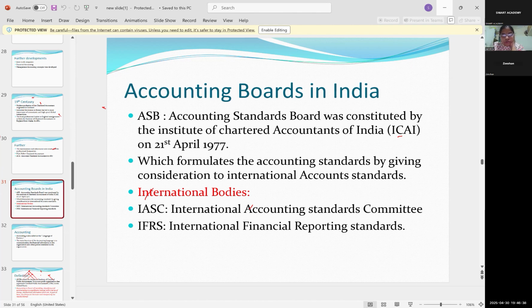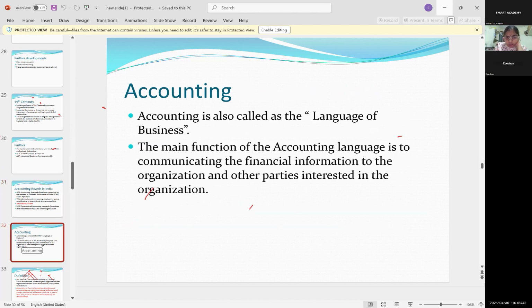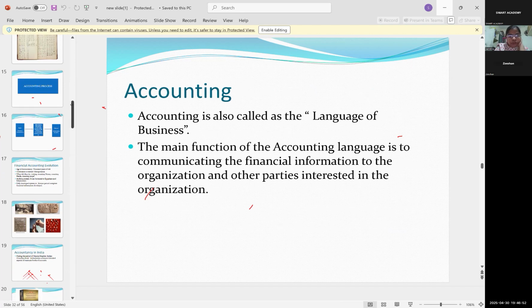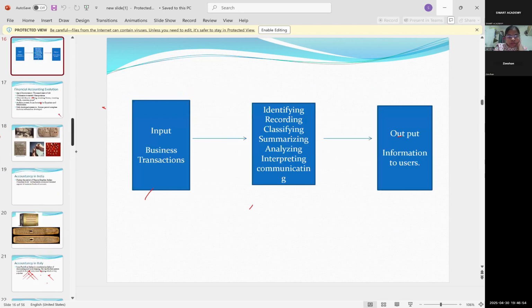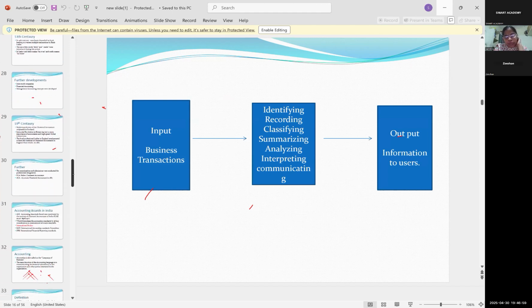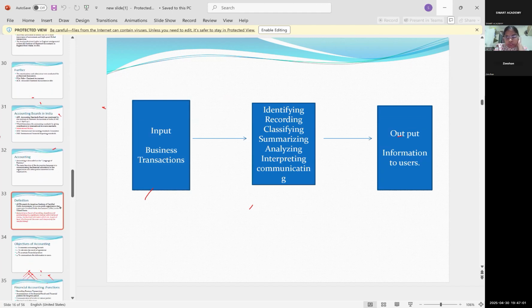Okay. Now, here we'll close the class and tomorrow I'll start with accounting. Now, two concepts. What did you understand now? For today's class, we have seen what is bookkeeping, first one, and second one is what is the evolution. Tomorrow we'll jump directly into your syllabus, that is, what is accounting.